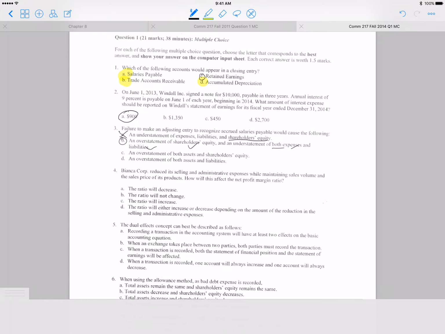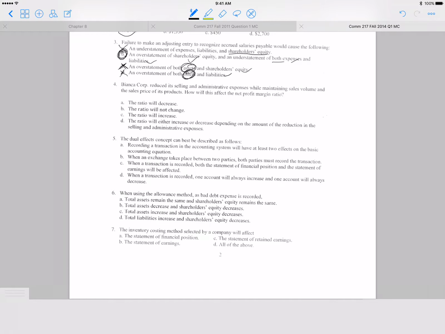Let's see what C and D say. C is an overstatement of both assets and shareholders' equity. Well, this is right, but the failure to recognize the accrued salaries payable has no effect on assets. So that's why C is incorrect. And D, an overstatement of both assets and liabilities. Well, it's the same thing as C. The liabilities is correct, but it states assets as well, and it has no effect on the assets. So the correct answer still remains to be B.